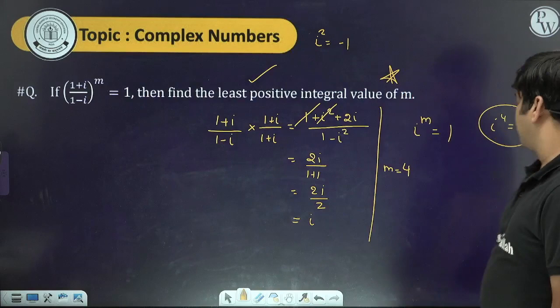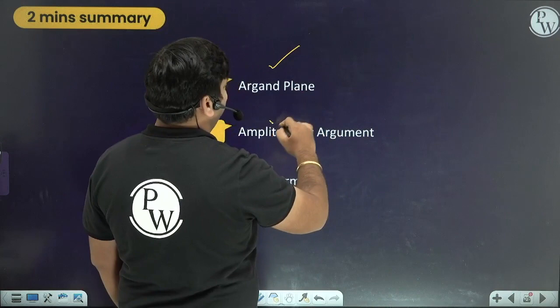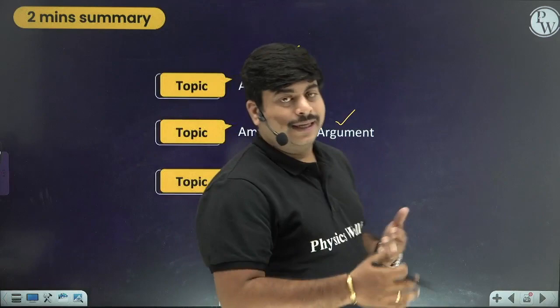Clear, everyone? People, we are at the end of the class. It's a very beautiful session, I can say. We have discussed the Argand plane, amplitude, argument, and polar form. What is the Argand plane? How to find the amplitude or argument? We discussed polar form and some questions linked with all this, with a combination of all this.